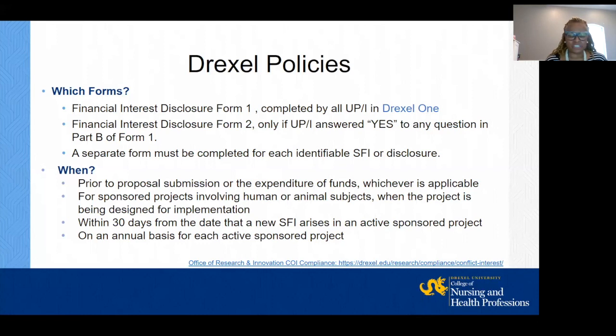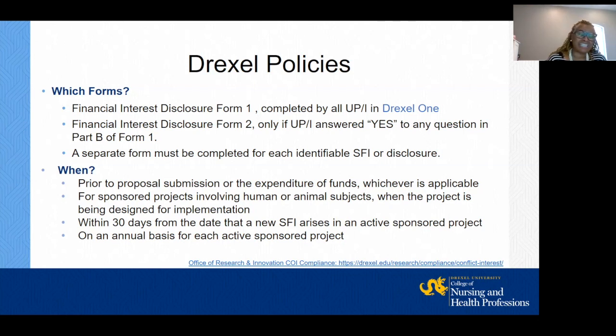If you have nothing to disclose, that's it. But if you have an outside relationship, then you have to do the Form 2. If you answer yes to any of those questions under Part B, that form is also changing in the future, hopefully. And if you are a researcher that has more than one outside relationship, you have to submit a Form 2 for each outside entity.